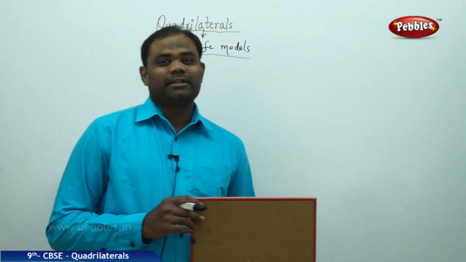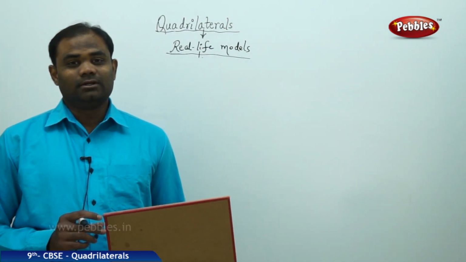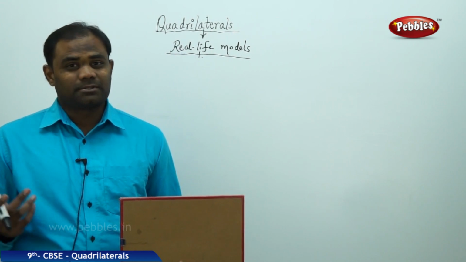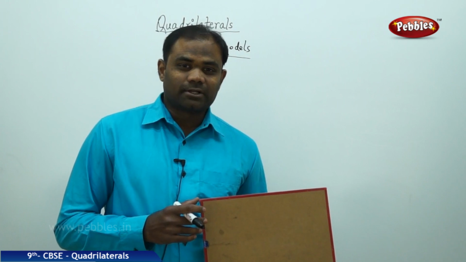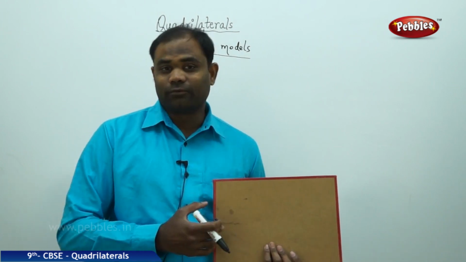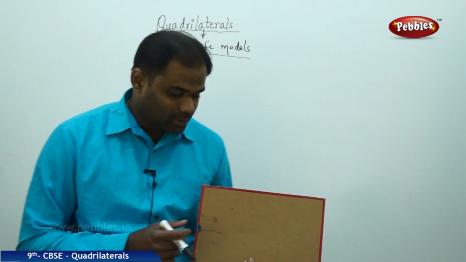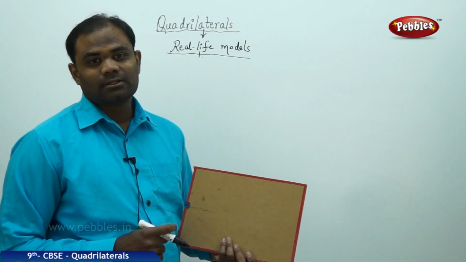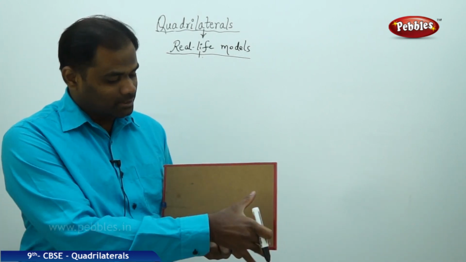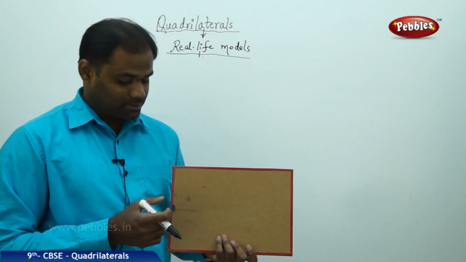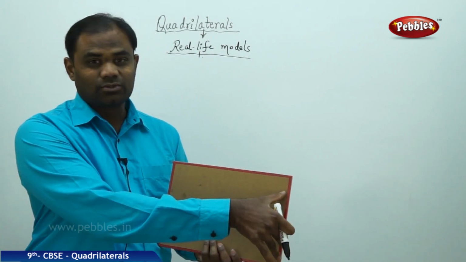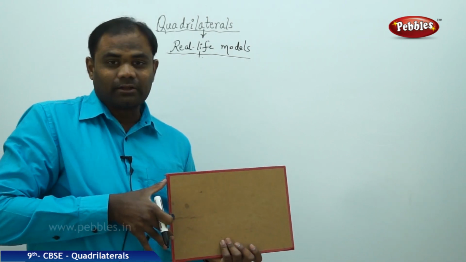Now let's take another real life model to see the different quadrilateral shapes which are available in mathematics. The next real life model is this cardboard frame. Now here, when I see this, the first thing I investigate is that this is a closed region formed by four straight lines. Line 1, line 2, line 3 and line 4.